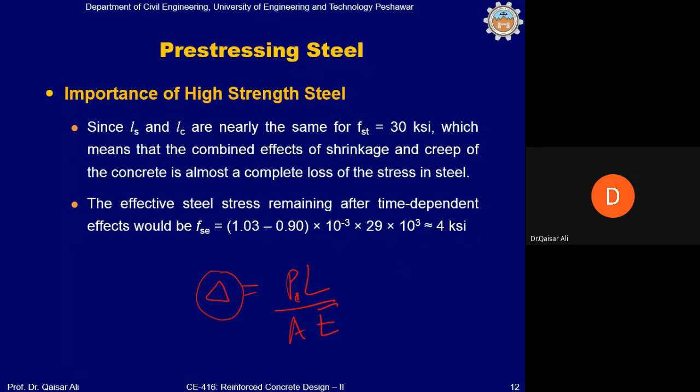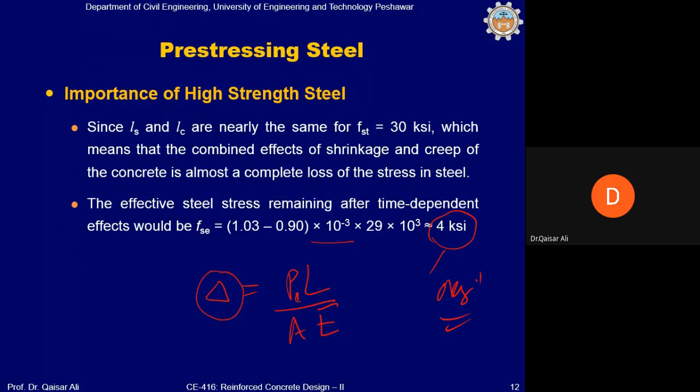It will occur instantaneously, not with time. It will occur instantaneously as soon as the P is applied. So this delta will further reduce the strain, and finally you may be left with 0 ksi. Okay, what is the solution to this? The solution is that low strength steel bars cannot be used for this.